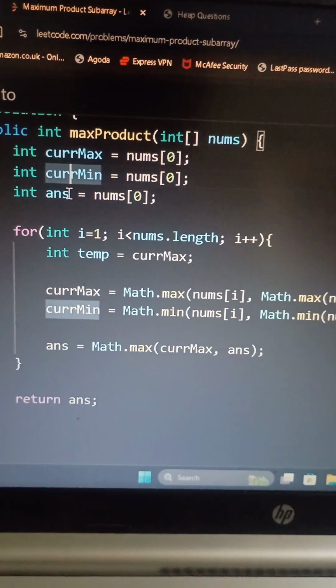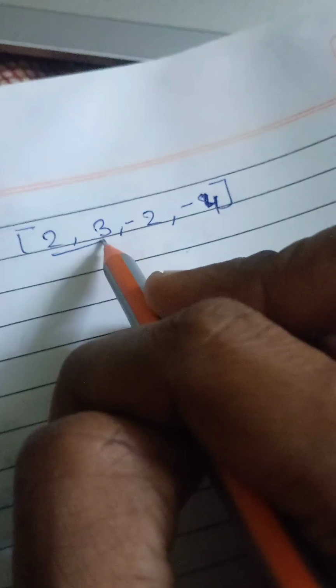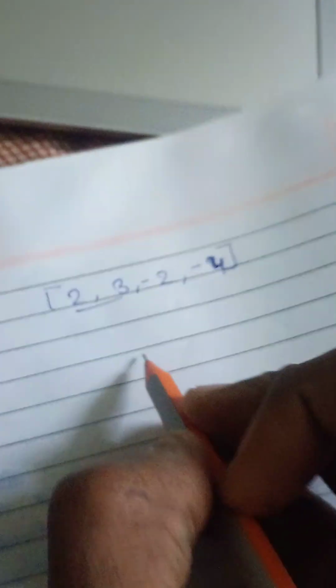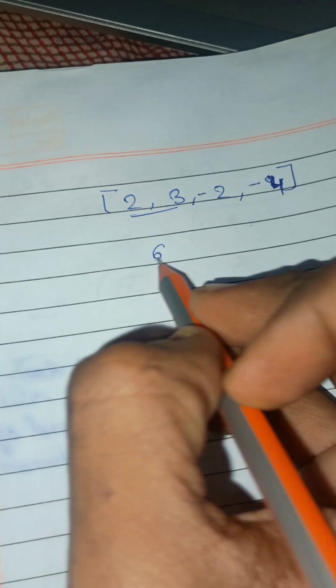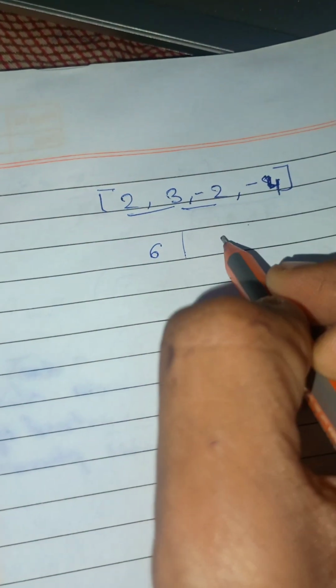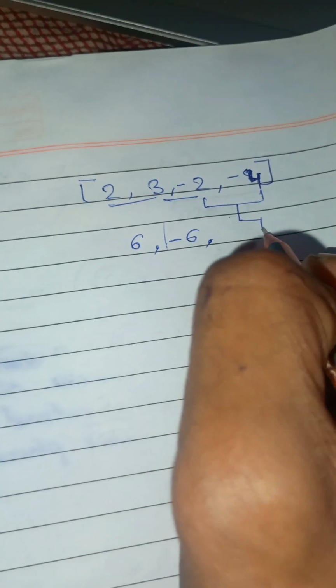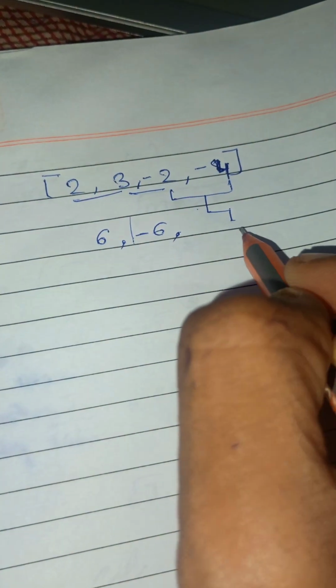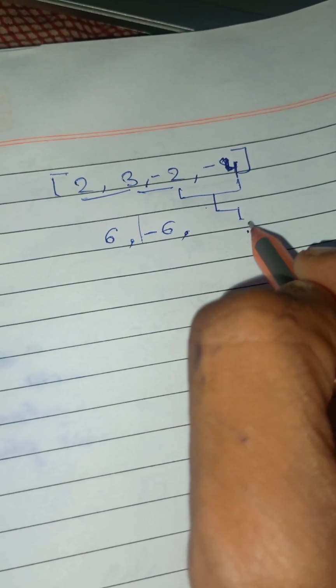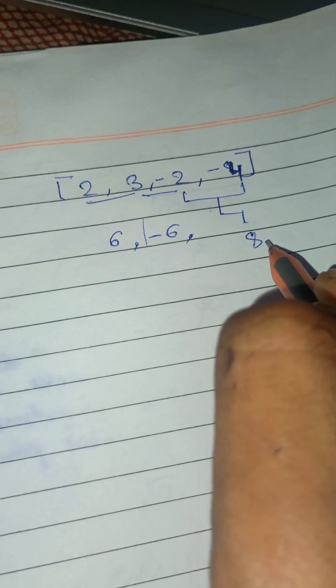So I'll make you understand this with an example. What if I do the multiplication of this? The answer is 6. But if I do it with this, the answer is minus 6. But what if I do the multiplication of this? Minus 2 into minus 4 is equal to 8.